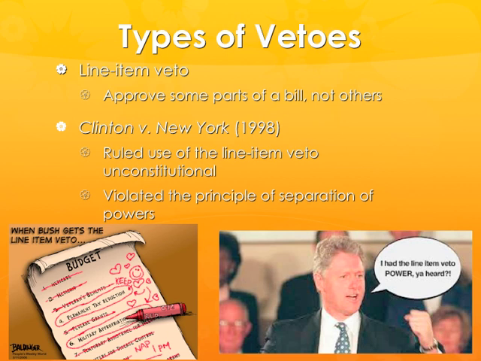We have another type of veto, so the line item veto. This is where, kind of like that picture on the left-hand side, the President gets to cross out certain parts of a bill that he doesn't like, and he can keep other parts that he does like. This power was given first to Bill Clinton, and he's actually the only president ever to get this power. It was ruled unconstitutional within 2 years of him getting that power.